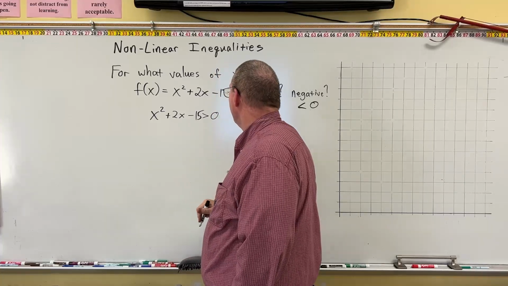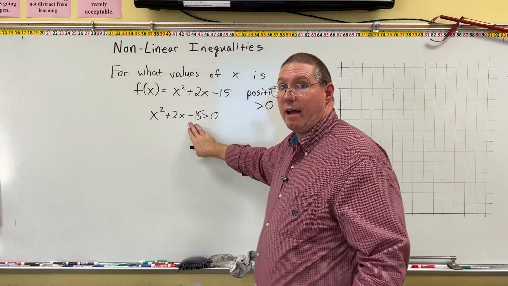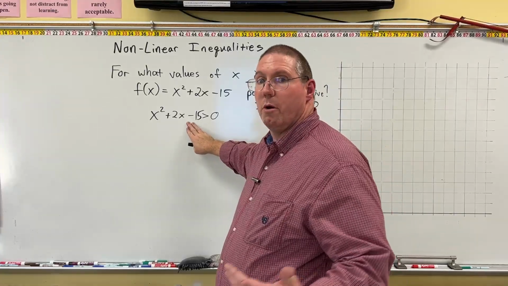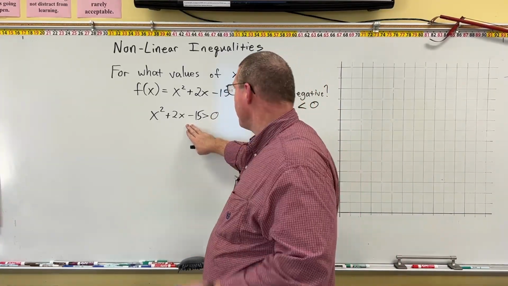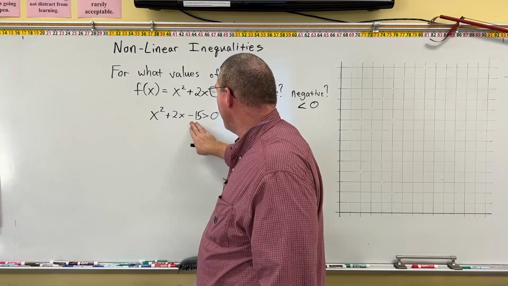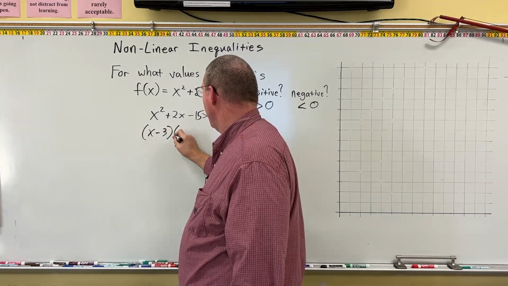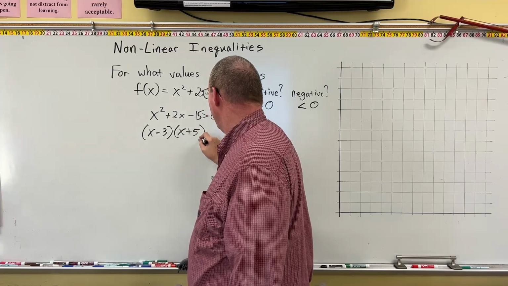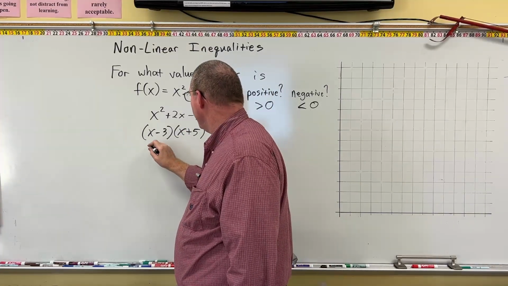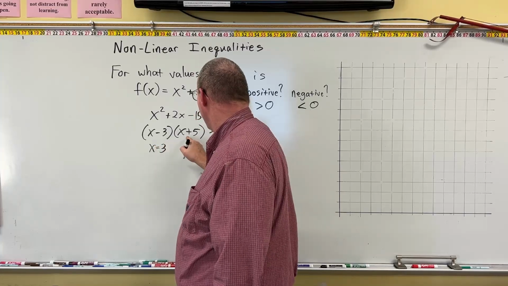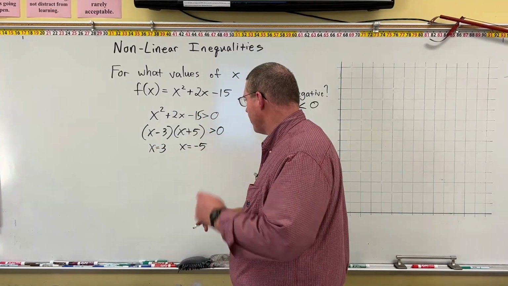Well, we're looking for two numbers that multiply to negative 15. I'm thinking 3 and 5, okay? But it's got to be negative, so one of them has to be negative. It looks like it's going to be negative 3 and positive 5 because negative 3 plus positive 5 is positive 2. So we're going to have x minus 3 and x plus 5 greater than 0. And so now our solution here is going to be x is equal to 3, and our solution here is x is equal to negative 5. Remember, it's the opposite sign.